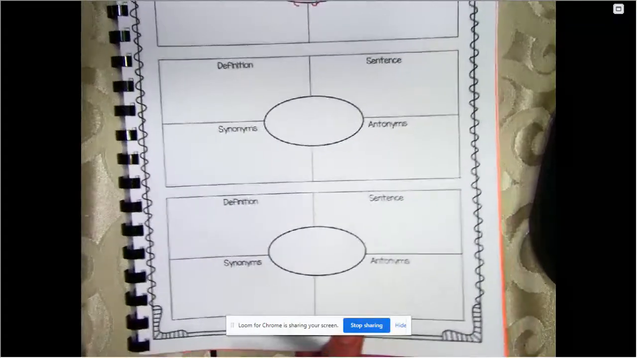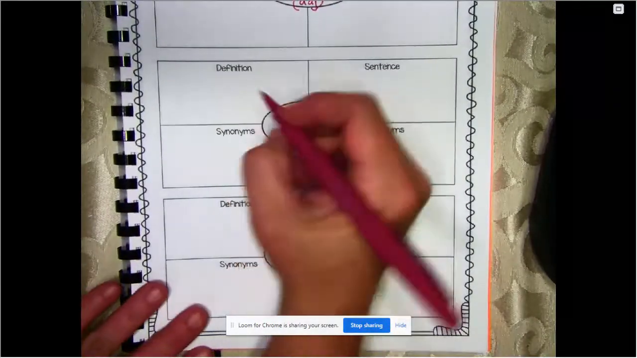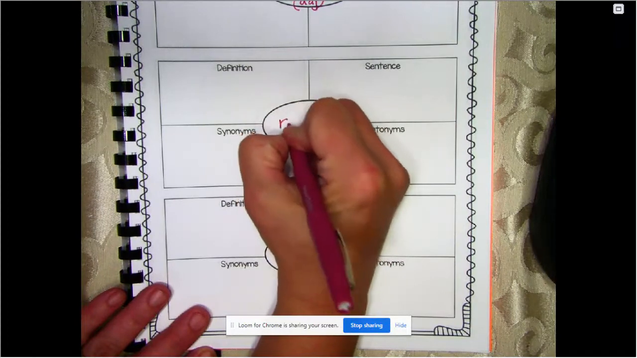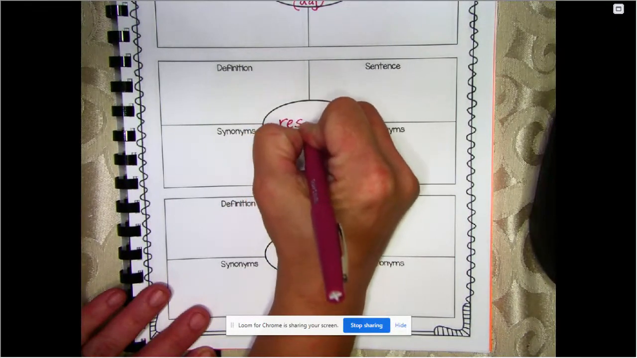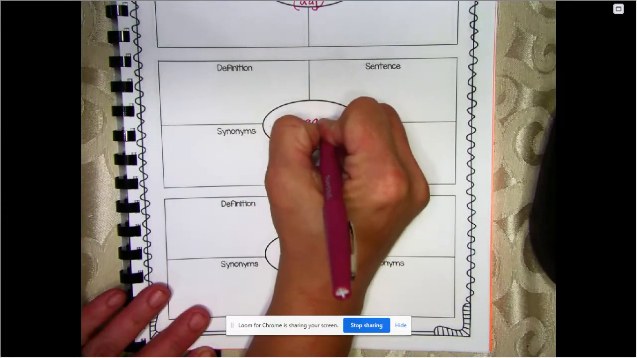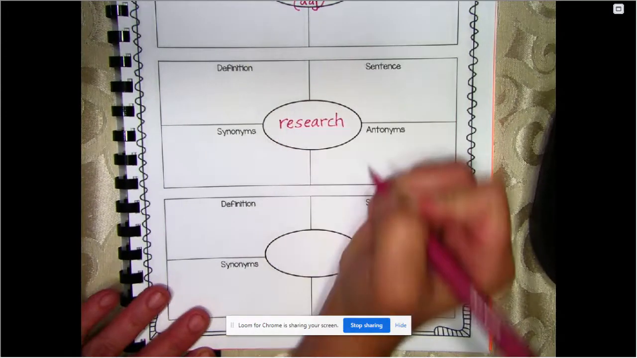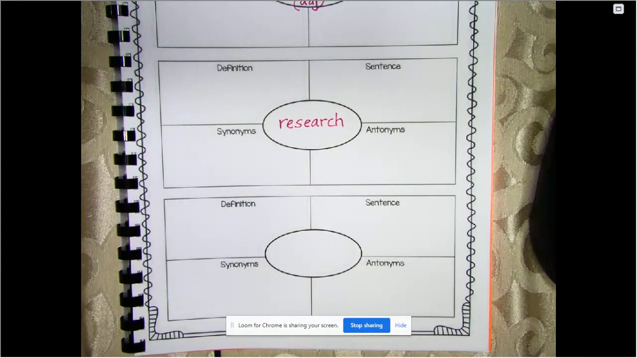All right, we're going to go to the second one, which is research. Research. Take your time to make sure you spell everything correctly so it'll help you when you're looking things up. Research. So if you wanted to understand about potato bugs, you would need to do some research. So what do you think a definition for research might be?